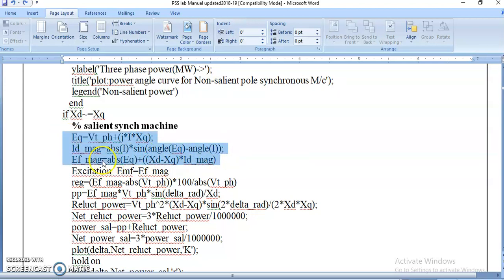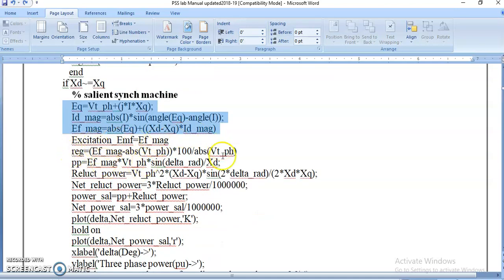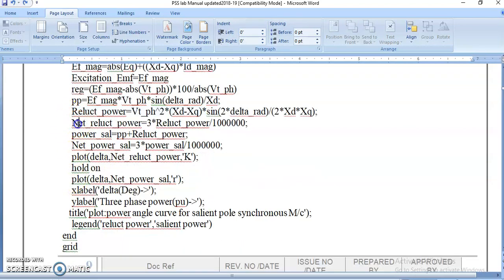Once we found this EF magnitude, this excitation EF, nothing but EF magnitude here. Okay. Regulation will be no load minus full load by full load. First power equation, this is the second power equation, and net reluctance power will be 3 times the reluctance power. So total power salient will be first power plus reluctance power. So net power salient will be 3 times power salient divided by 10 raised to 6. This is net reluctance power, this is net power salient, 2 powers we got. Now the first plot will be delta versus net reluctance power, and the second plot will be delta versus net power salient.